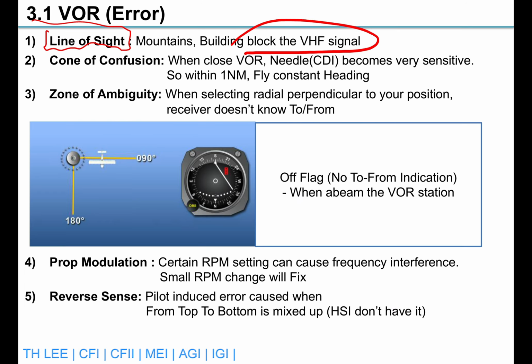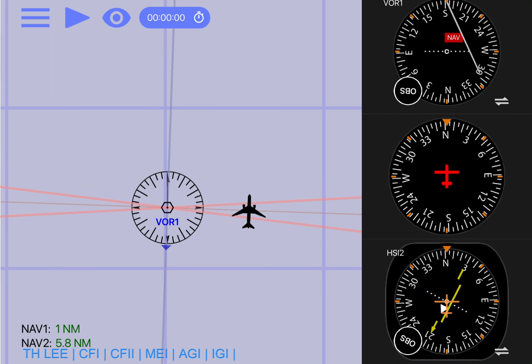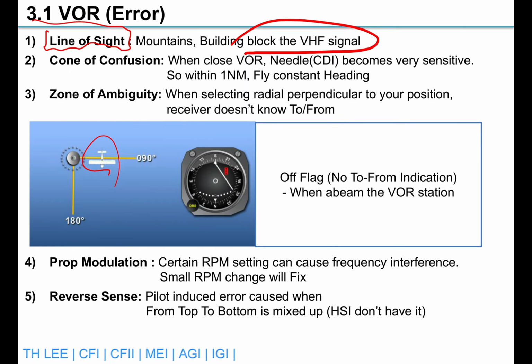The next, the zone of ambiguity. If you select a course that is approximately 90 degrees from your actual position relative to the station, the receiver may not clearly determine TO or FROM. This can create confusing indications. Related to that is the OFF flag, like this. When you pass directly over the station, the TO/FROM indication disappears temporarily. That's normal and expected.